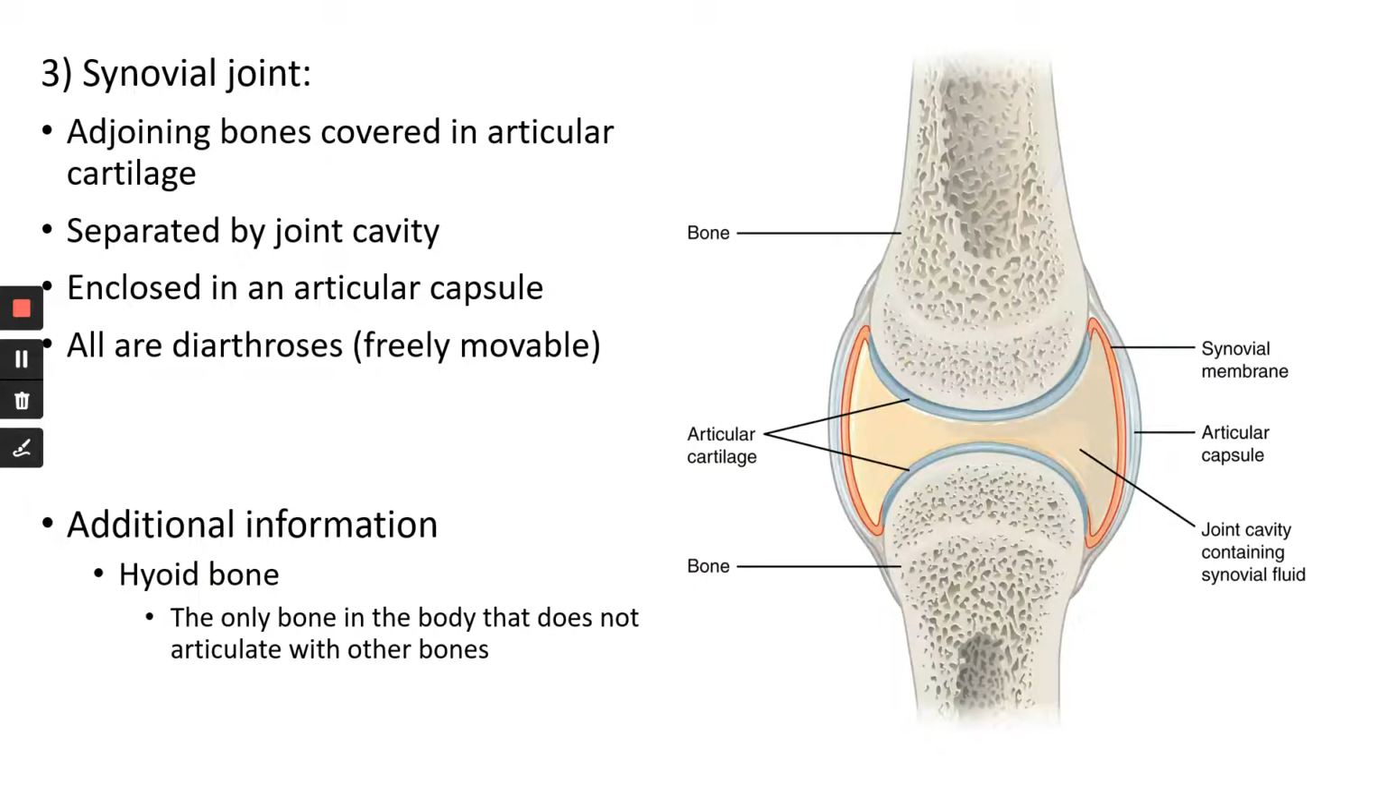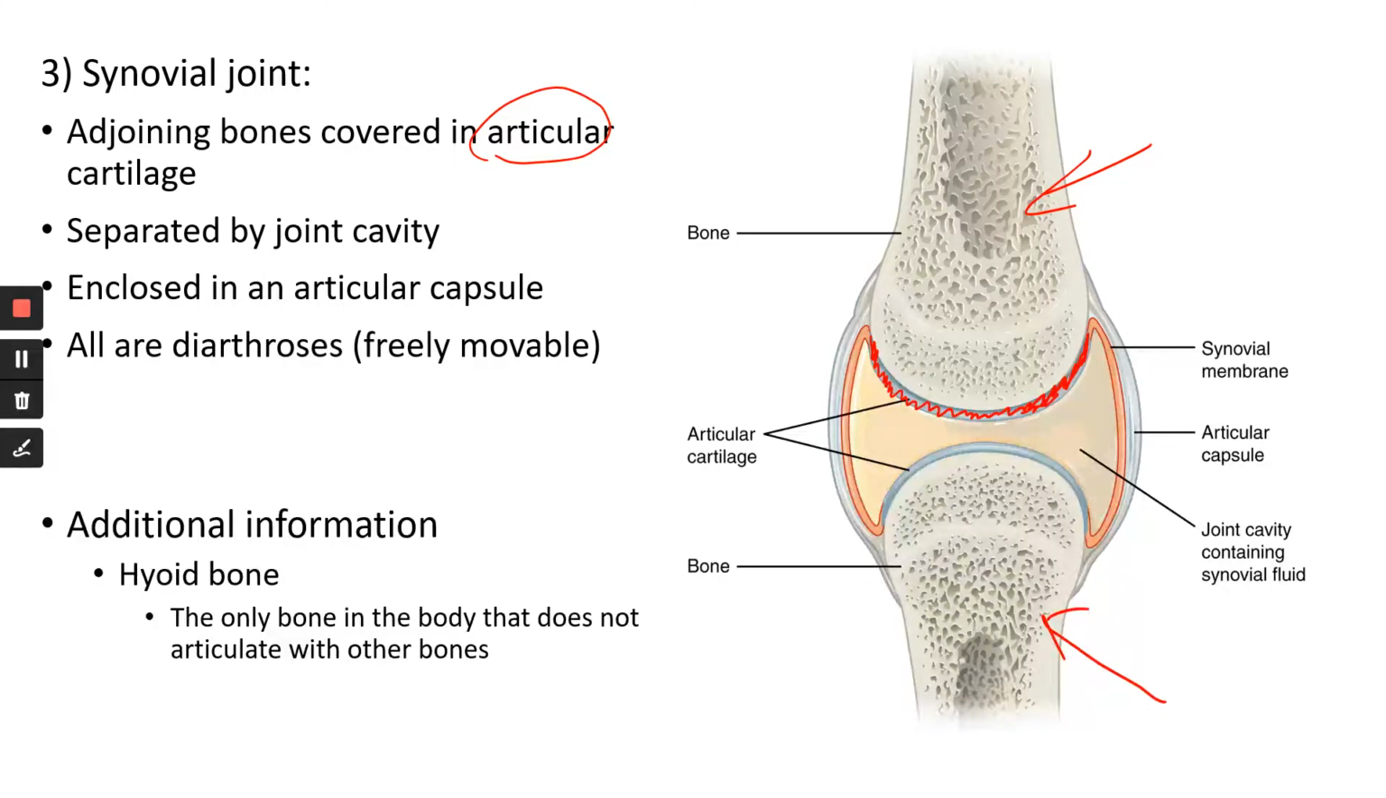So the last type of joint is the synovial joint. There are a few characteristics. First of all, the adjoining bones are covered in articular cartilage. Remember, articulation refers to joint. The cartilage that covers the ends of bones that form a synovial joint is called articular cartilage. When you look at this, there are two bones forming this particular joint. And when you look at the ends, this blue color, that's a layer of cartilage. Okay, that's the articular cartilage.